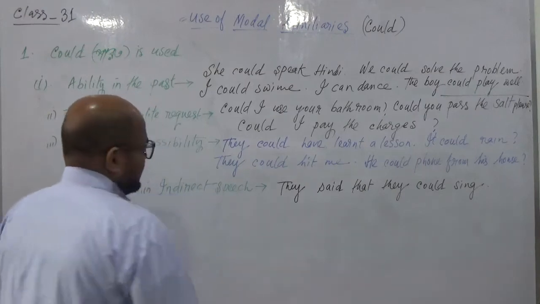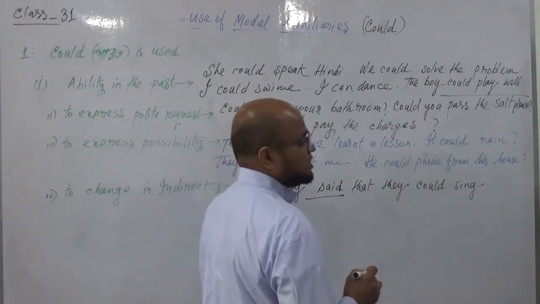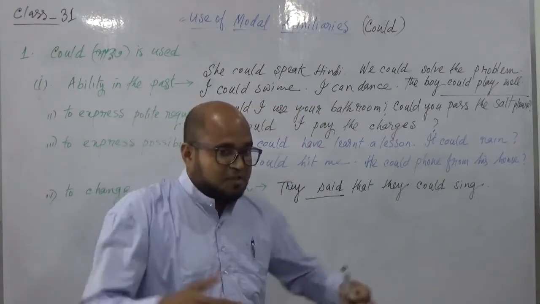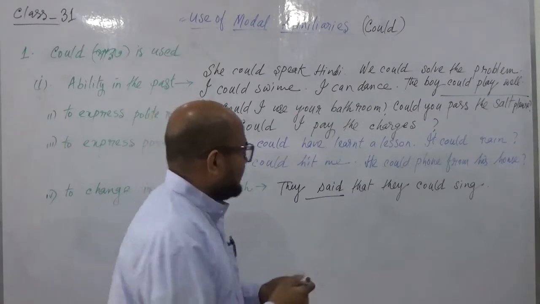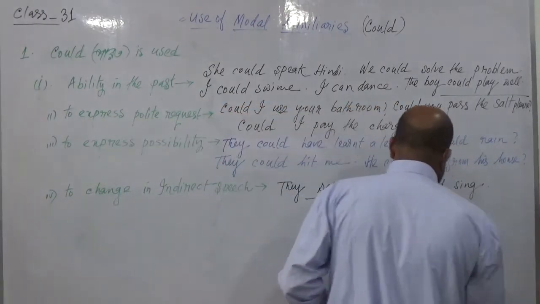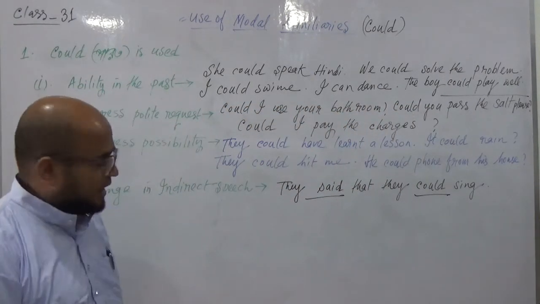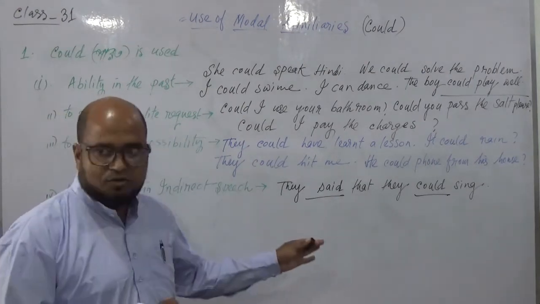Here they said, this is the reporting verb, they said that they could sing. তারা বলেছিল যে তারা গান করতে পারে, though the meaning expresses পারে, not পারতো, but whenever you translate it, it will be could. It's the rule. Okay, you cannot avoid this, and you cannot stand any logic against these rules. You must follow, you must obey these rules.